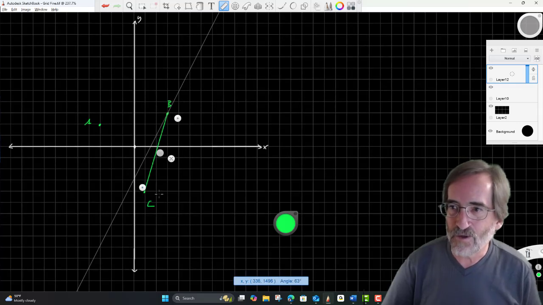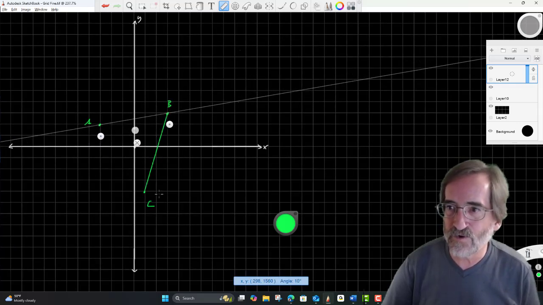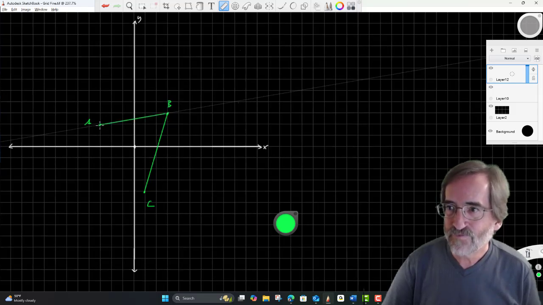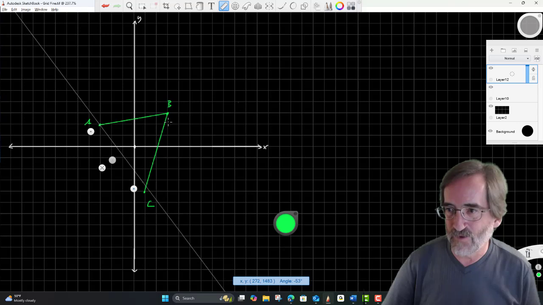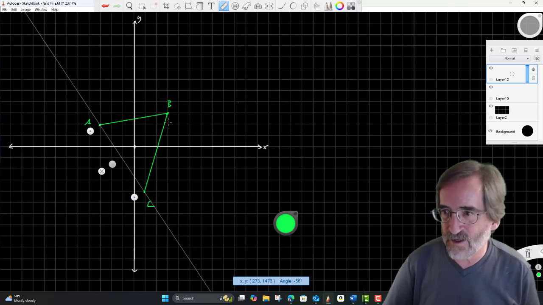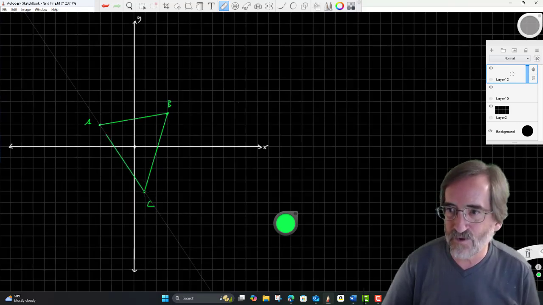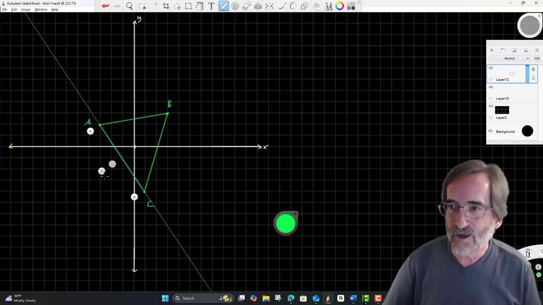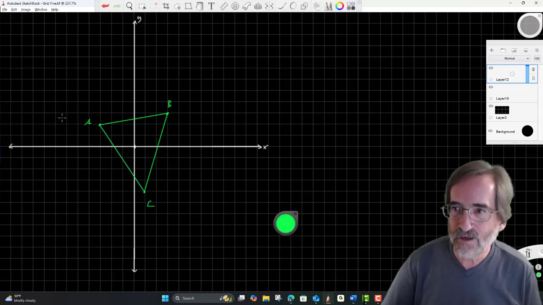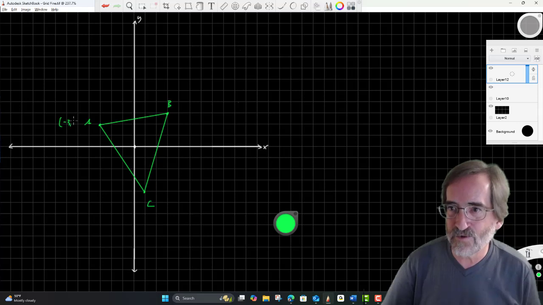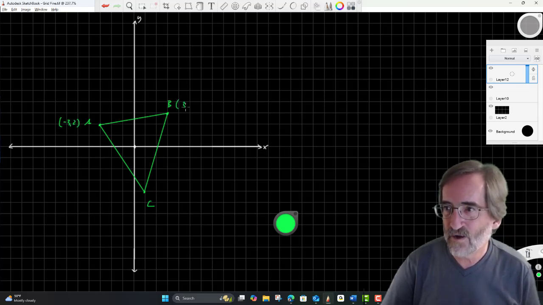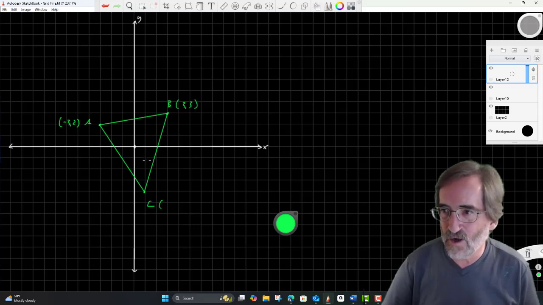I think in the lesson they always put one of the vertices on the origin, and that's fine. Just remembering that when you multiply by 0, you get an answer of 0. Okay, so A here I have -3, 2. B here I have 3, 3. And C here I have 1, -4.